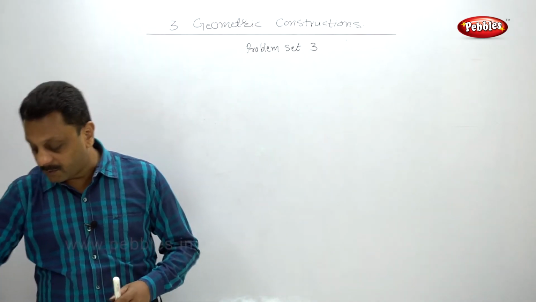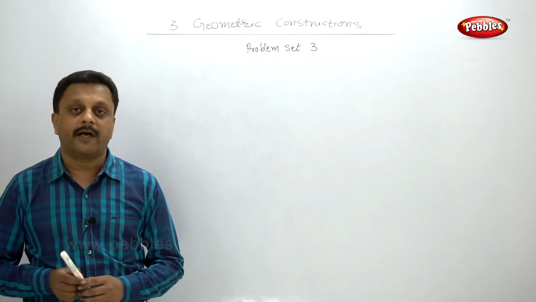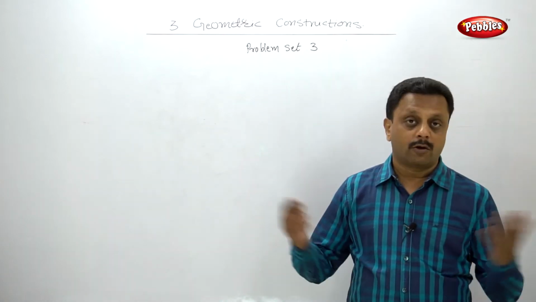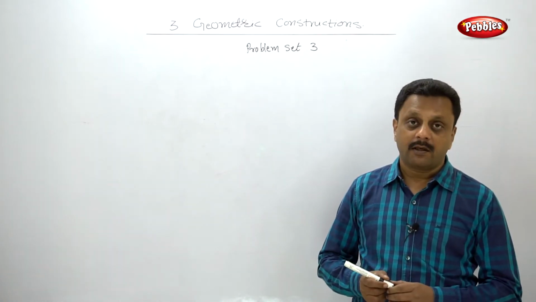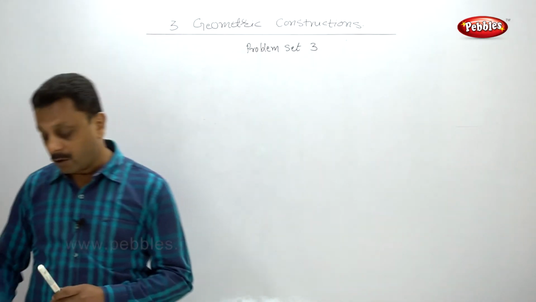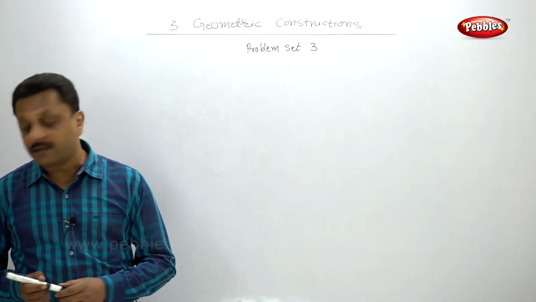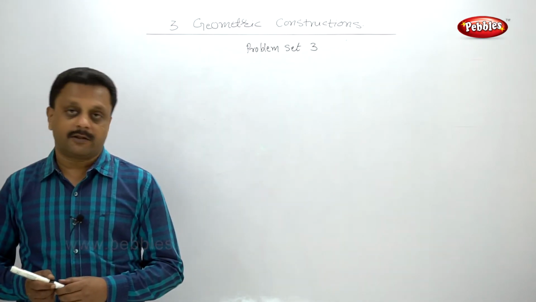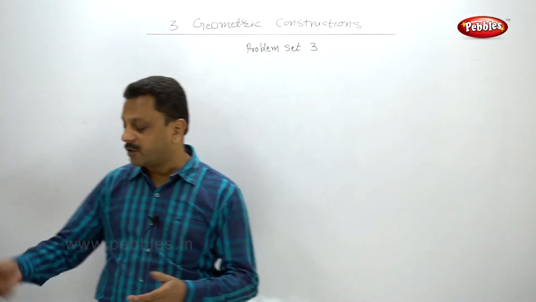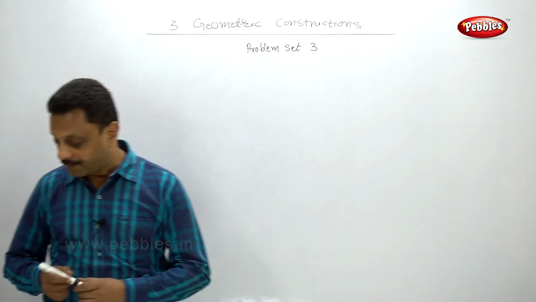The first example: draw the perpendicular bisector of segment AB of length 8.3. Very simple. Draw length 8.3 AB and draw the perpendicular bisector. How to draw the perpendicular bisector we have already seen. Second, draw an angle of 125 degrees and bisect it. Draw the angle and just draw the angle bisector. I think the first few examples are just for the revision of the previous standards.